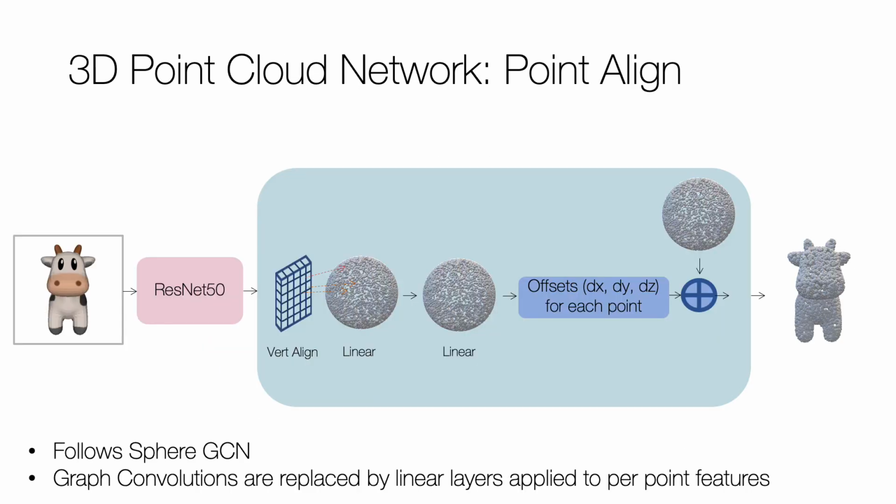We can also train unsupervised point cloud models using PyTorch3D's point cloud renderer. We adapt Sphere GCN and train a model that starts from a sphere point cloud. Graph convolutions are replaced by linear layers applied to per-point features sampled from the backbone feature map. We call this model Point-Align.